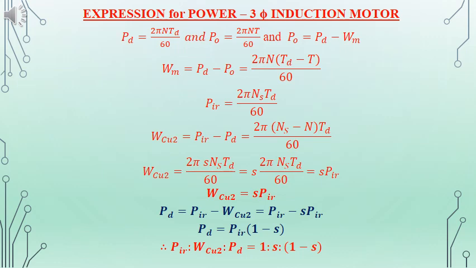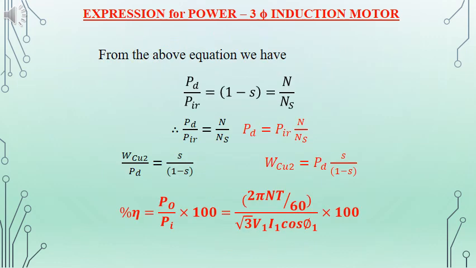Rewriting the equations, we have the developed power PD equal to air gap power into (1 minus S). The ratio of the powers PIR, WCU2 and PD can be written as 1 is to S is to (1 minus S). Similarly, we can obtain an equation for PD: the power developed is equal to air gap power into N divided by Ns. Also, the copper loss on the rotor side can be written as PD, the power developed, into S divided by (1 minus S).